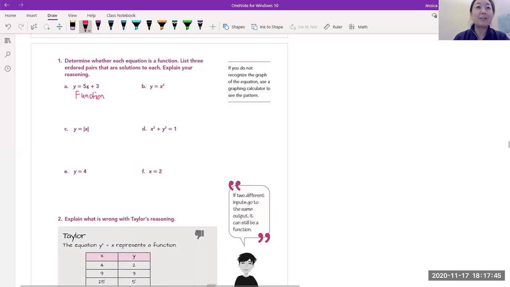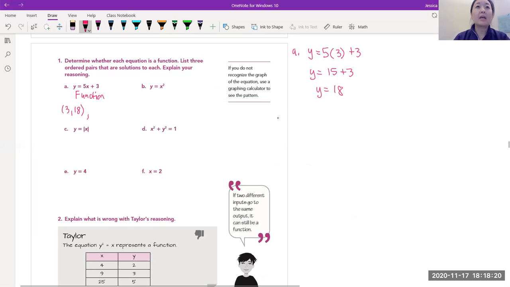Okay, so we're going to do the work over here in A. So 1A, we're going to just pick 3 numbers right here. So we're going to go y is equal to 5 times, and I picked 3, right? So 5 times 3 plus 3. So y is equal to, remember the order of operations, right? We go 5 times 3, which is 15, plus 3. So y is equal to 18. Okay, so our ordered pair would be 3, 18.